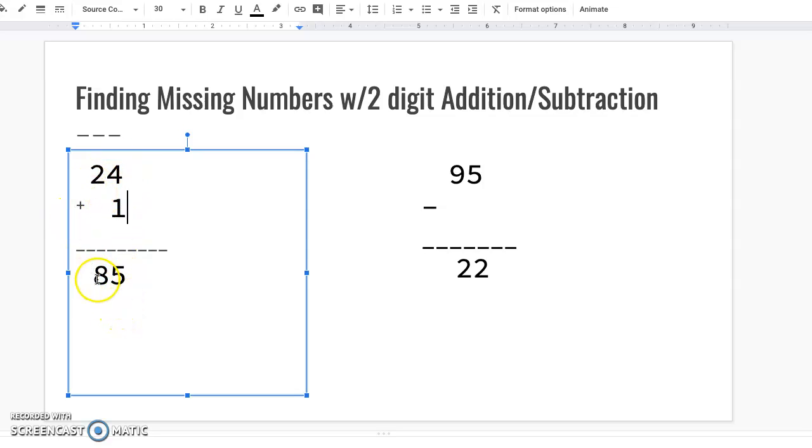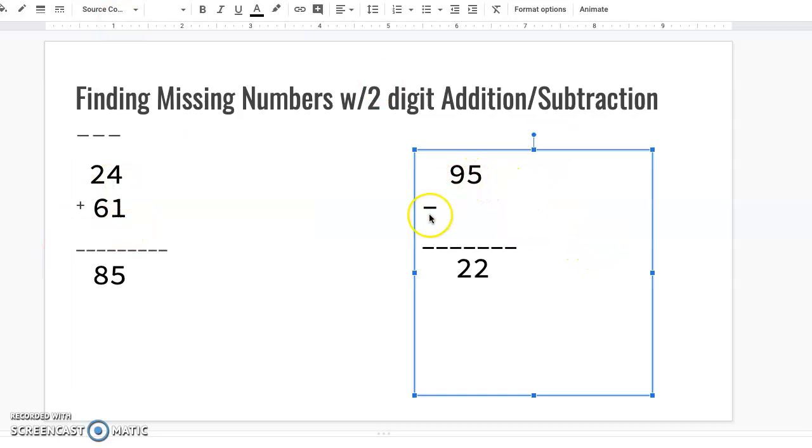And then 2 plus what gives us 8? You can think of 2 in our head, and then we can count up to 8. 2, and then 3, 4, 5, 6, 7, 8. That would be 6. So 6 plus 2 gives me 85. So 4 plus 1 is 5. 2 plus 6 is 8. So we found out what our missing digits were.